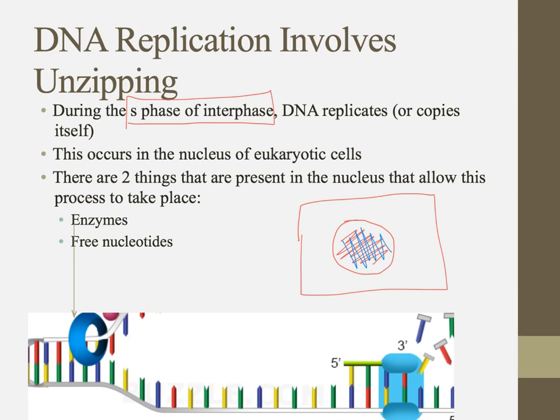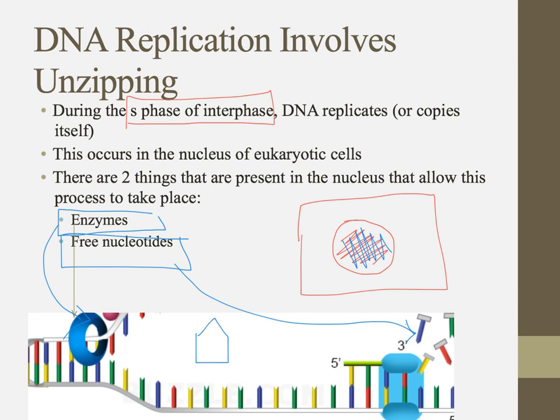Now, there are two basic things that we're going to need. We're going to need enzymes, okay? Always the answer to an IB biology question is probably enzymes or ATP. So in this case, we're going to need enzymes, and we're going to need free nucleotides, okay? So that's these things. So remember, nucleotides are a 5-carbon sugar, a phosphate group, and a nitrogenous base. And we've got to have a bunch of those building blocks in order to synthesize a new strand.